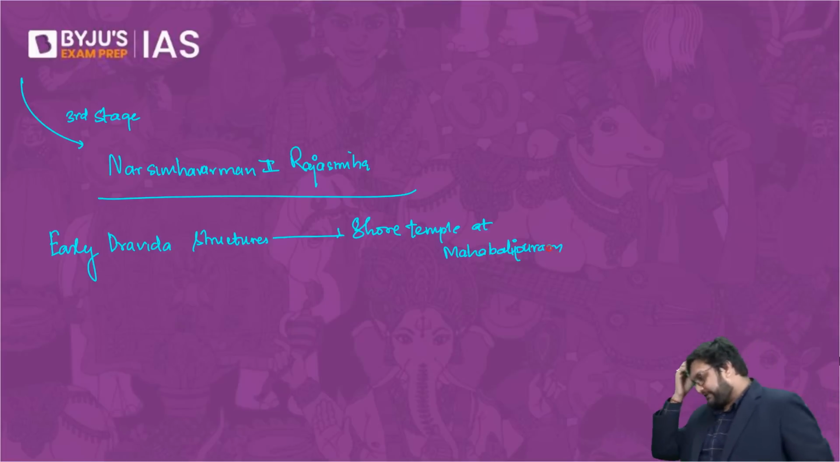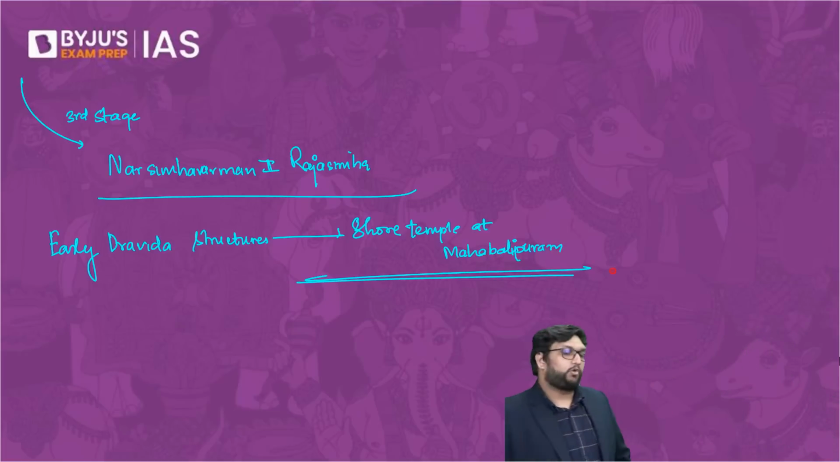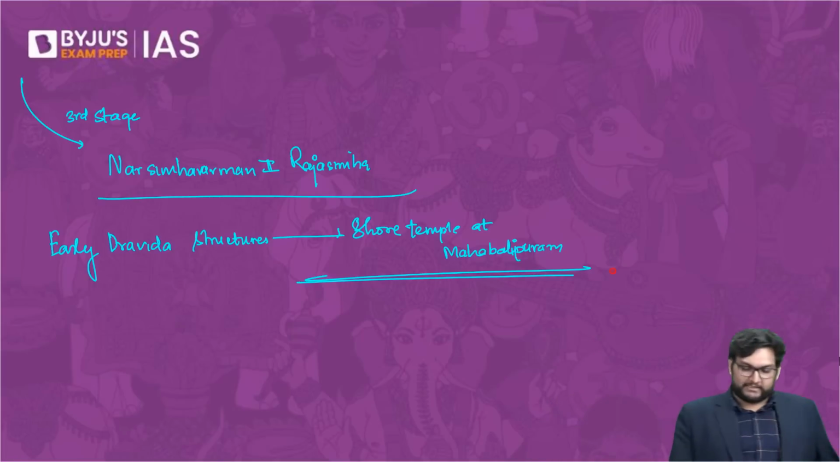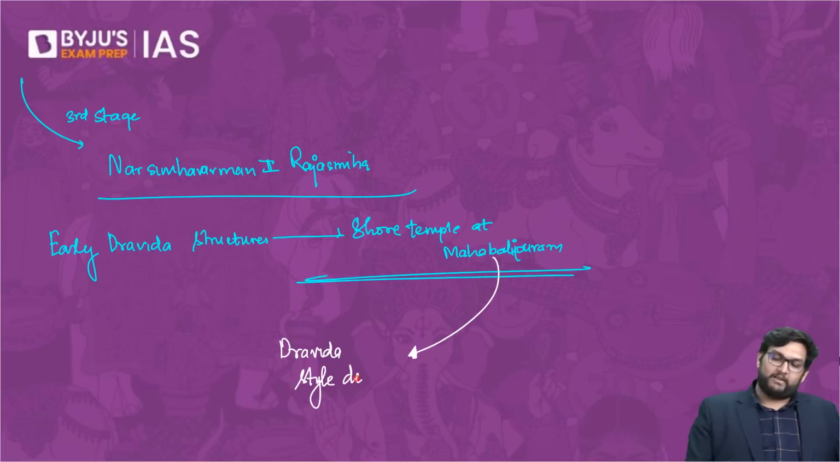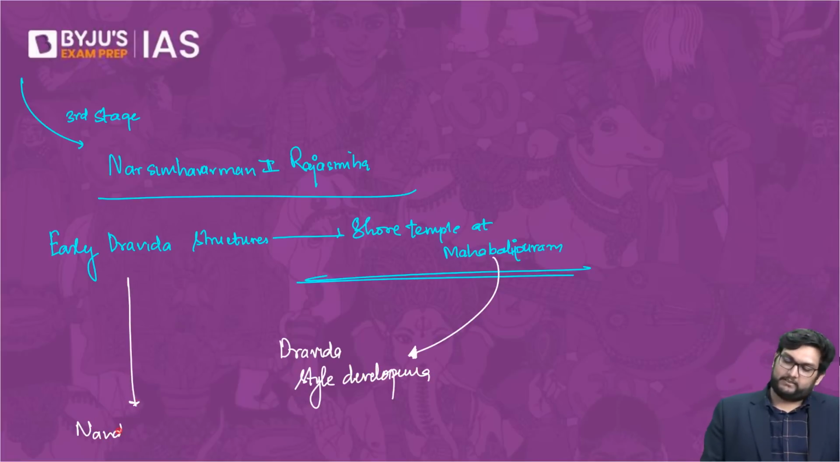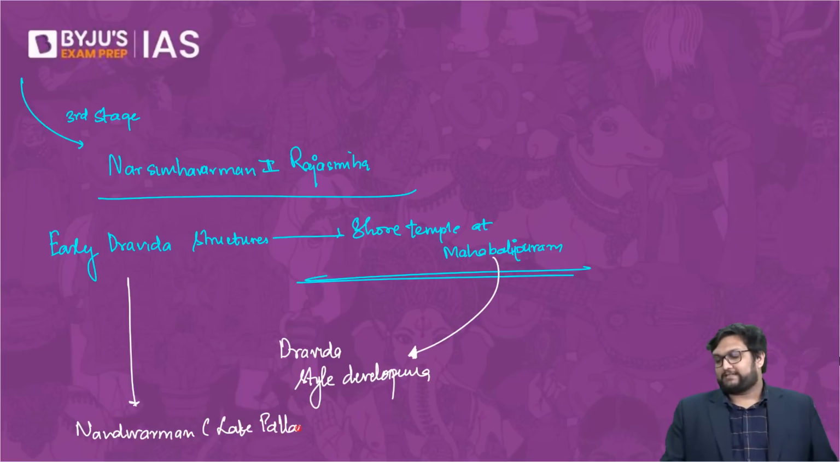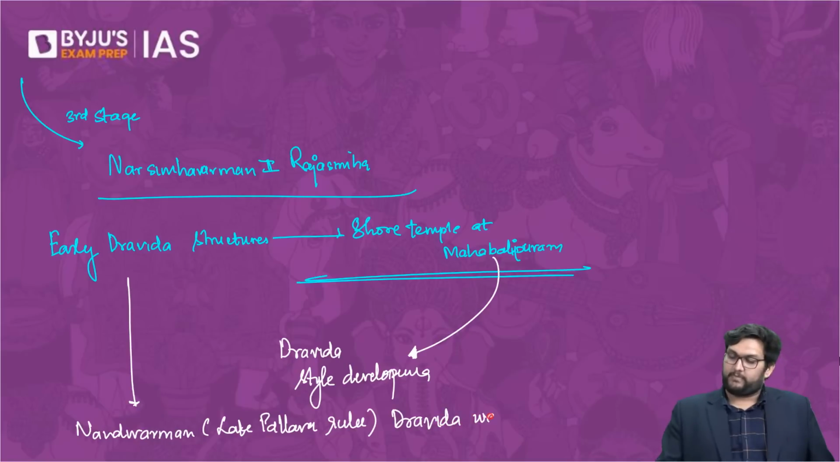And very simply, the shore temple at Mahabalipuram is considered an example of Dravida style developing. And by the time we come to Nandivarman, a late Pallava ruler, Dravida style was fully established.